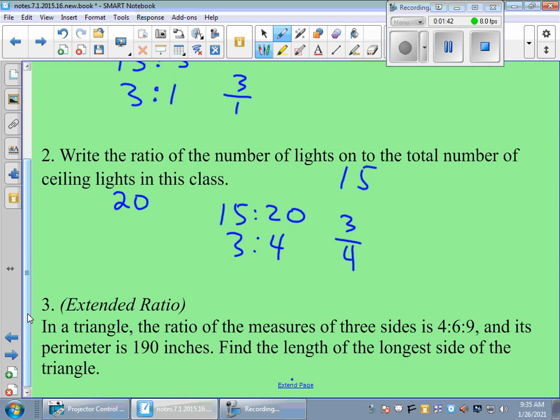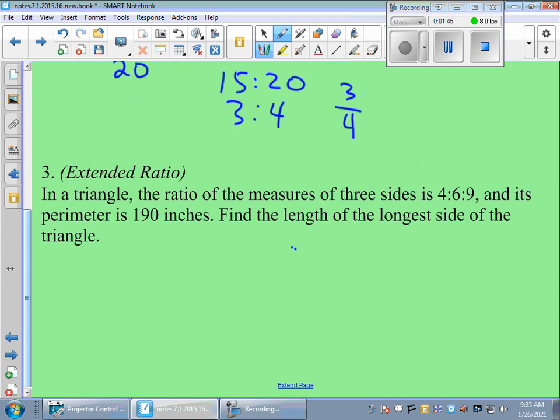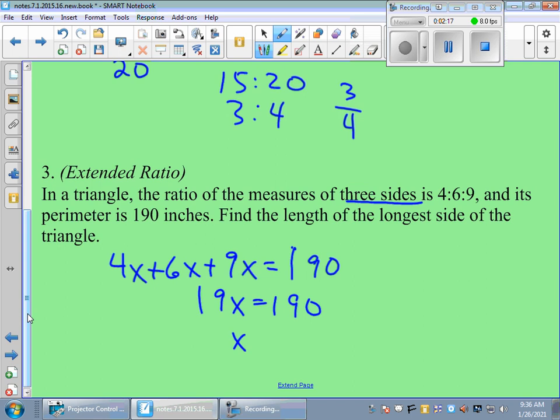The extended ratio right here is one that, like I said, we're going to see again. So in the triangle, the ratio of the measures of the sides, think about sides, that's a perimeter, not the 180, that's angles, is 4 to 6 to 9, and the perimeter is 190 inches. All we do is put an x after those numbers, so 4x plus 6x plus 9x equals 190, because that's the perimeter they gave us. Add these three up, you get 19x equals 190. You divide by 19, and x is 10.